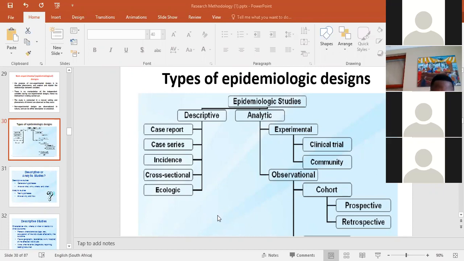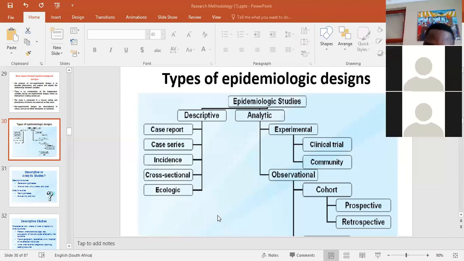Hi, Prof. I think descriptive is more qualitative and analytic is more quantitative. Okay. Here we are mainly talking about quantitative studies. Remember, we are going to deal with qualitative studies later. So all those are quantitative studies. Epidemiologic studies are quantitative in nature, but then they can be descriptive or analytic. So what do you think the difference might be between descriptive and analytic?